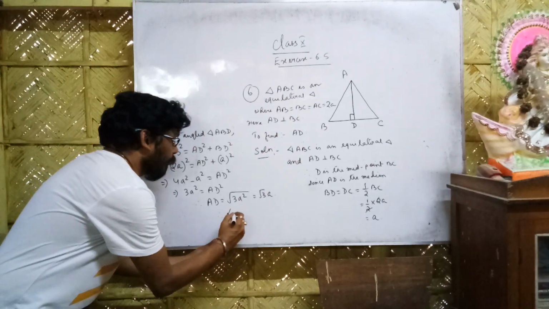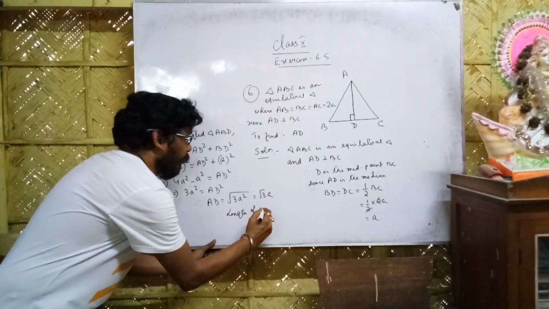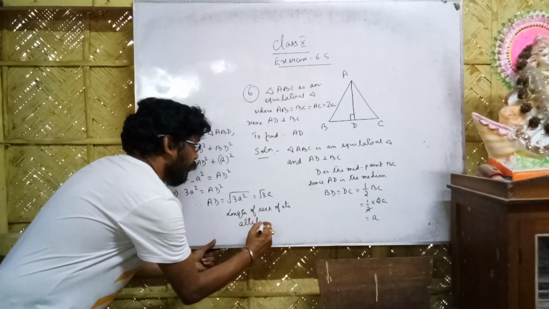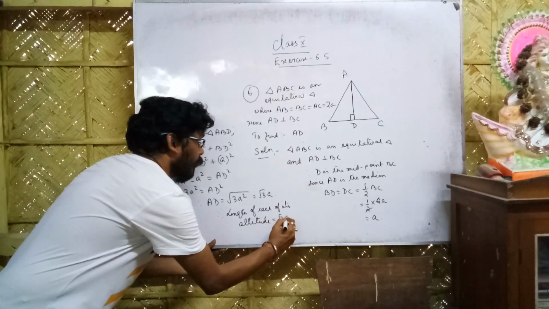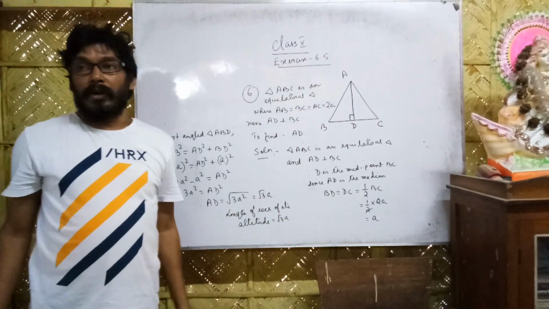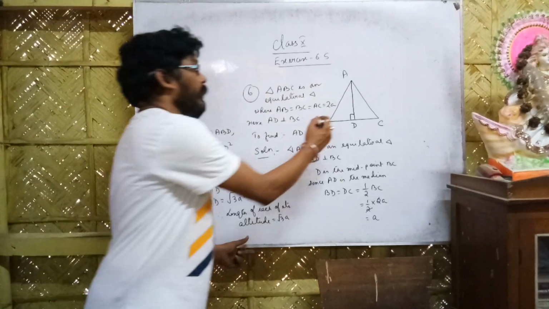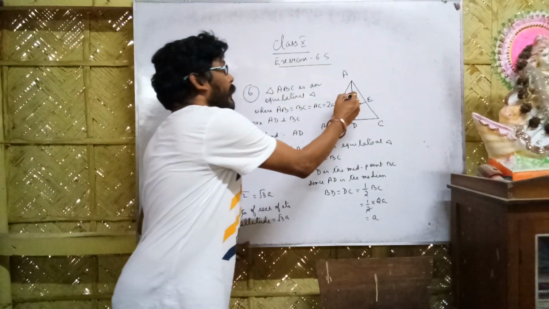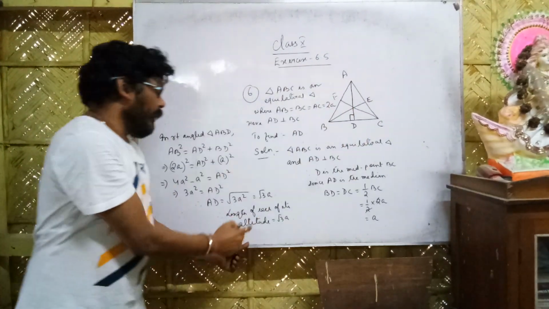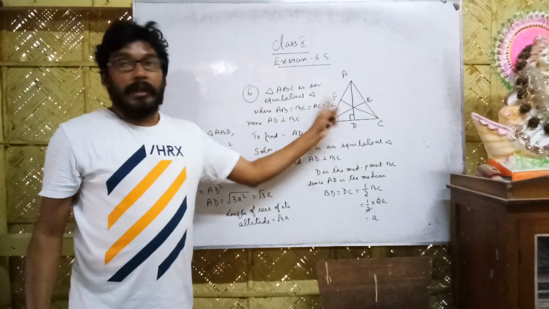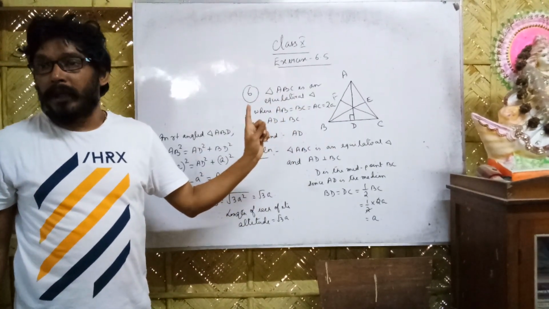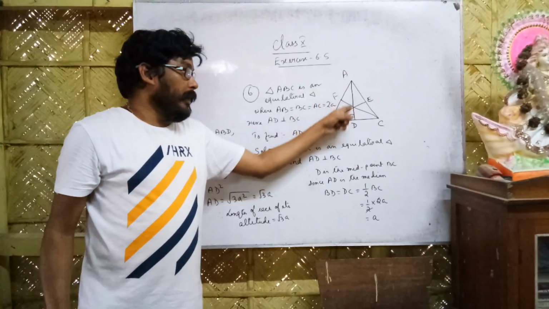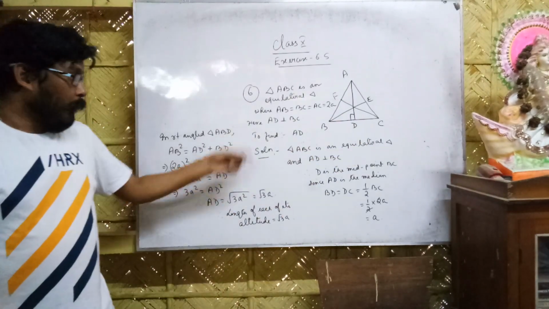Therefore the length of each of its altitudes equals root 3 A, because in an equilateral triangle all the altitudes are equal. If you make another altitude, suppose BE, its length will also be root 3 A. If you make another altitude CF, its length will also be root 3 A. Only for an equilateral triangle will the lengths of all the altitudes be equal. And if AD is the altitude, AD is the median also. If AD is the median, D is the midpoint. Copy this.